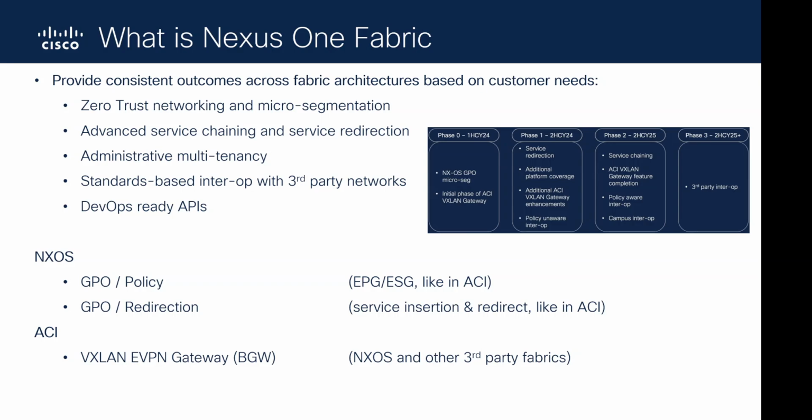On the NXOS side, we're building group policy object to function similar to EPGs or ESGs in ACI. This will allow groups of devices to have the same security policies applied to them. Once we can better define our policies in the groups they apply to, then it becomes easier to redirect traffic between those groups for things like service insertion purposes, similar to ACI. So this would be redirecting traffic to things like firewalls and load balancers. On the ACI side, we're building VXLAN EVPN gateway devices called border gateways, and this will enable connectivity to NXOS and other third-party fabrics. And we're doing this using open standard VXLAN protocol.